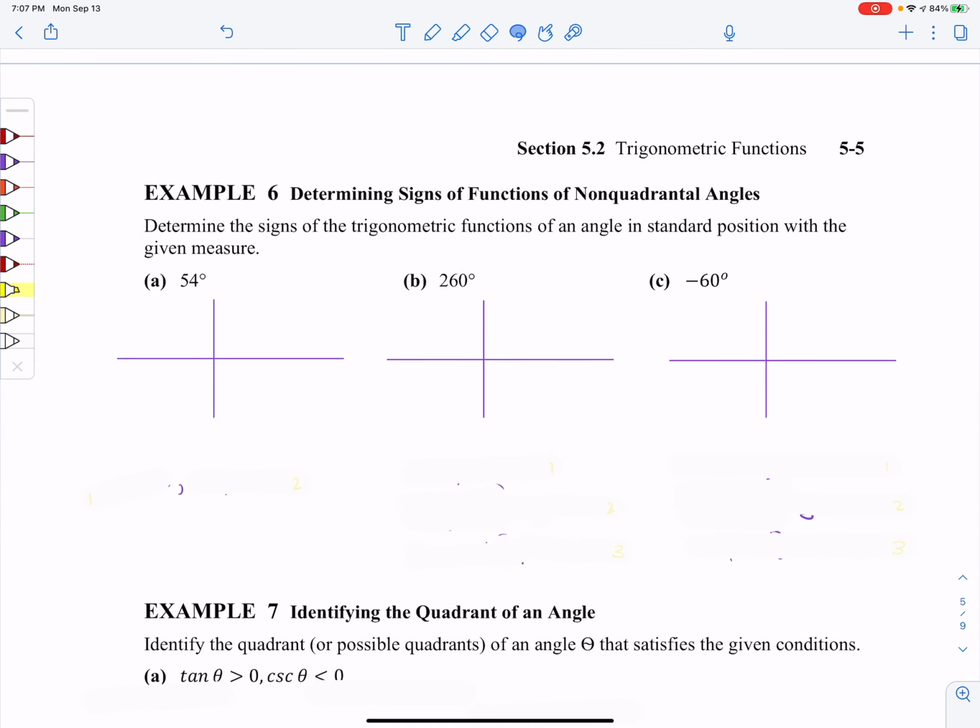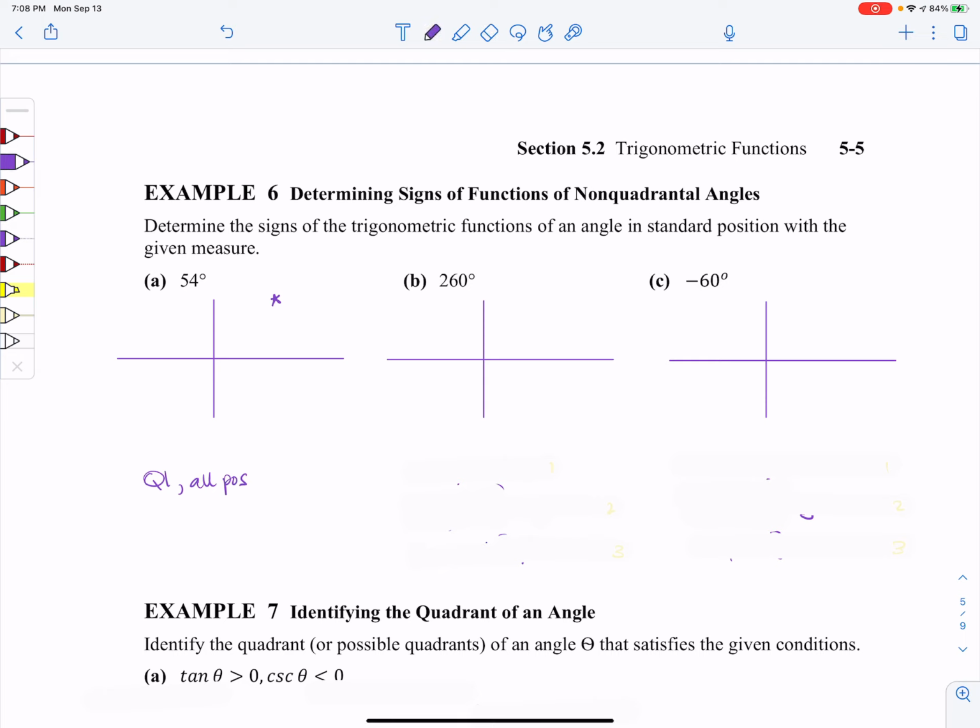All right, so let's determine the signs of some of our functions here. It says determine the signs of the trig functions of an angle in standard position with the given measure. First of all, where is 54 degrees? Well, we know that 54 degrees is going to be in the first quadrant. And since 54 degrees is in the first quadrant, then I know that everything's positive.